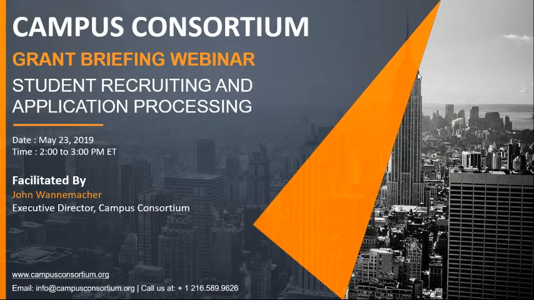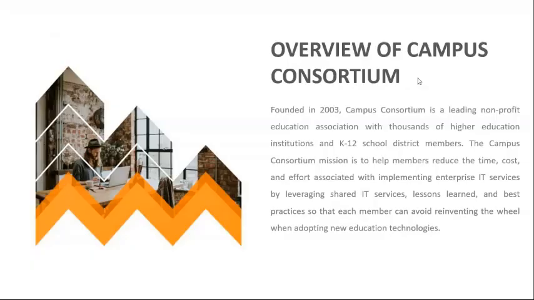On the next slide, I want to give you an overview of the Campus Consortium and give you a sense of how the consortium was founded, how we're organized, and some of the work that we are driven to support. We were founded about 16 years ago. Campus Consortium is a leading nonprofit education association with thousands of members across the globe. We are primarily in higher education institutions, but also in K-12 school districts. The consortium mission is to help members reduce the time, cost, and effort associated with implementing enterprise IT services by leveraging shared IT services, lessons learned, and best practices so that each member can avoid reinventing the wheel when it comes to adopting new education technologies for their institution.